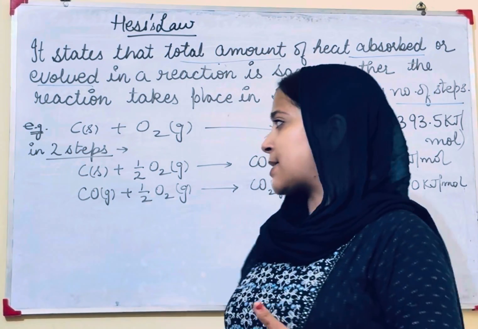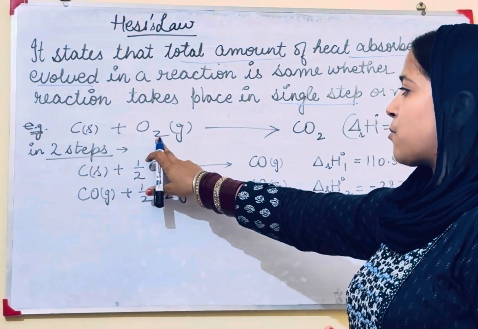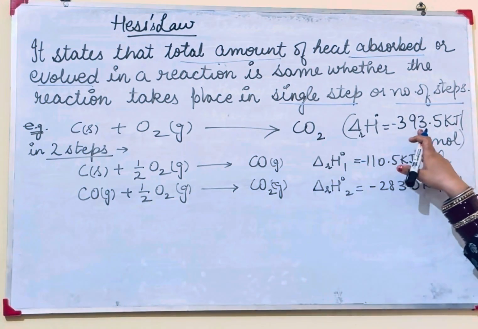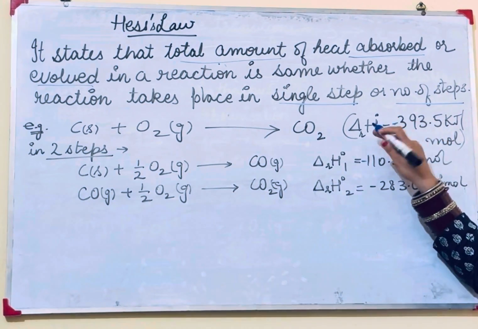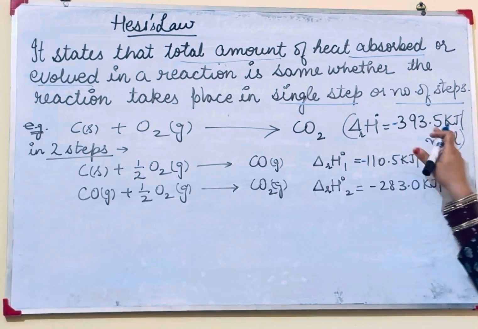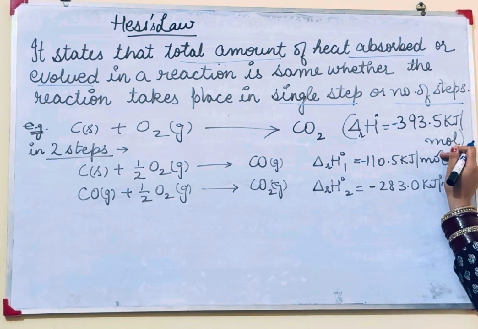Let us consider an example. See, here carbon reacts with an oxygen molecule and it will form carbon dioxide. The enthalpy change for this reaction is minus 393.5. So this is the enthalpy change when the reaction takes place in a single step.